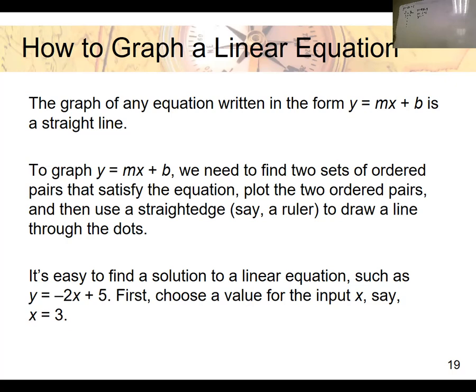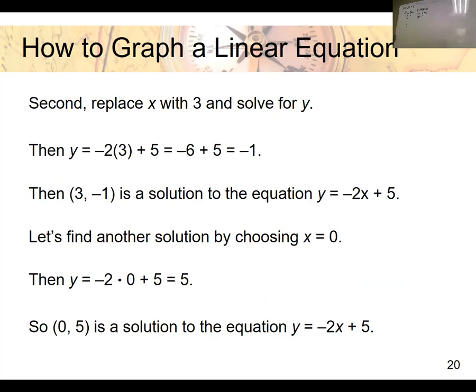So one ordered pair would be 3, -1 for that function. And then they found another solution by choosing, in this case, X equals 0. And then here we substitute 0 in for X. So this will be Y equal -2 times 0 plus 5. So -2 times 0 is 0. 0 plus 5 is 5. So another ordered pair for that linear equation would be 0, 5.